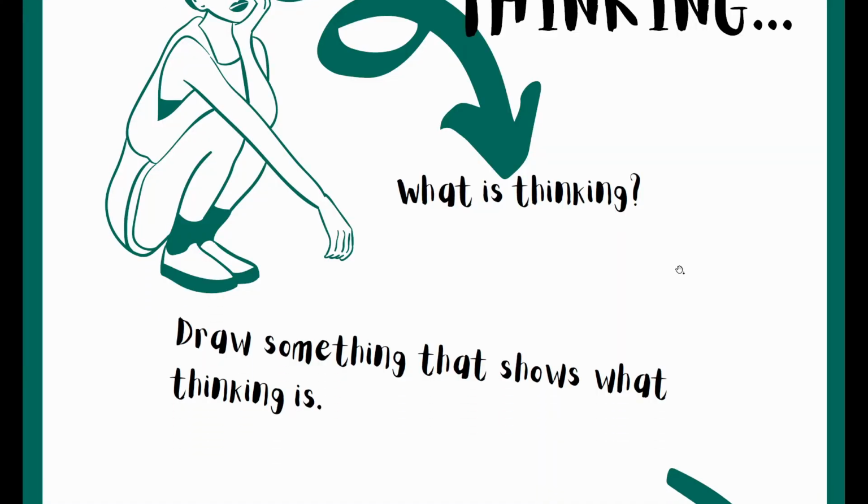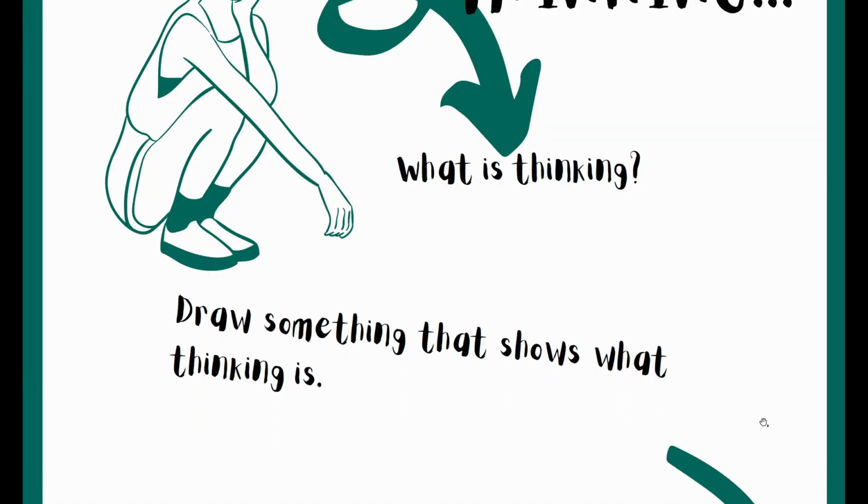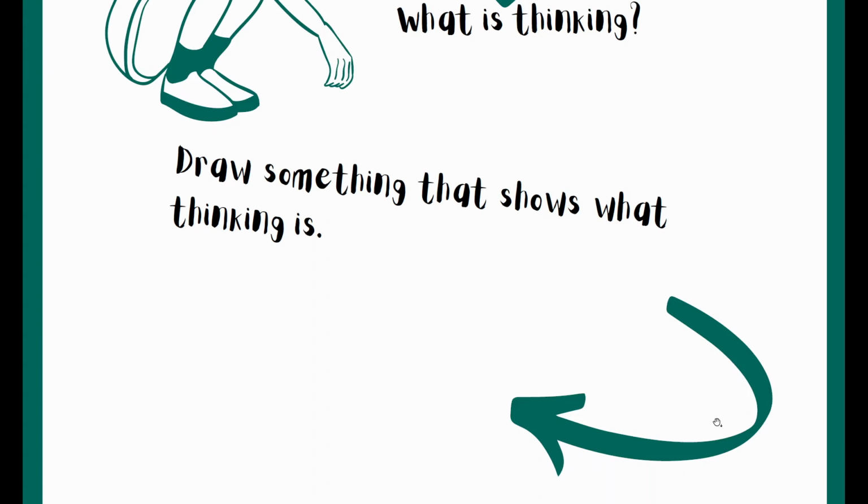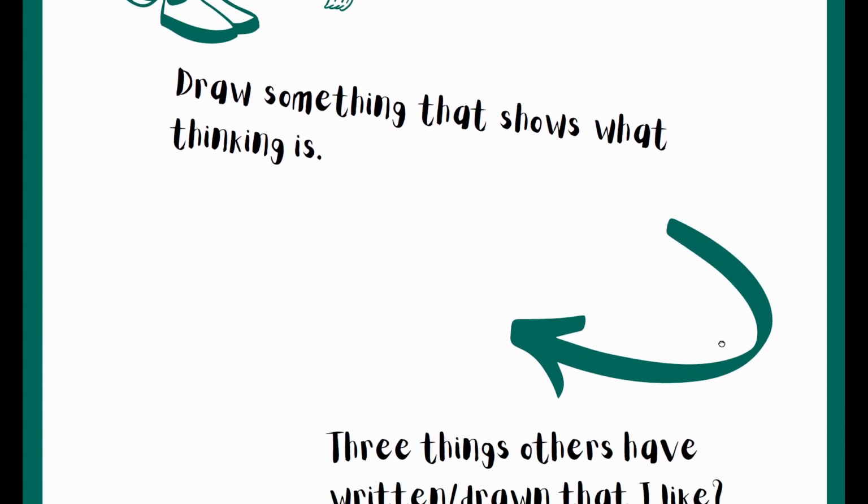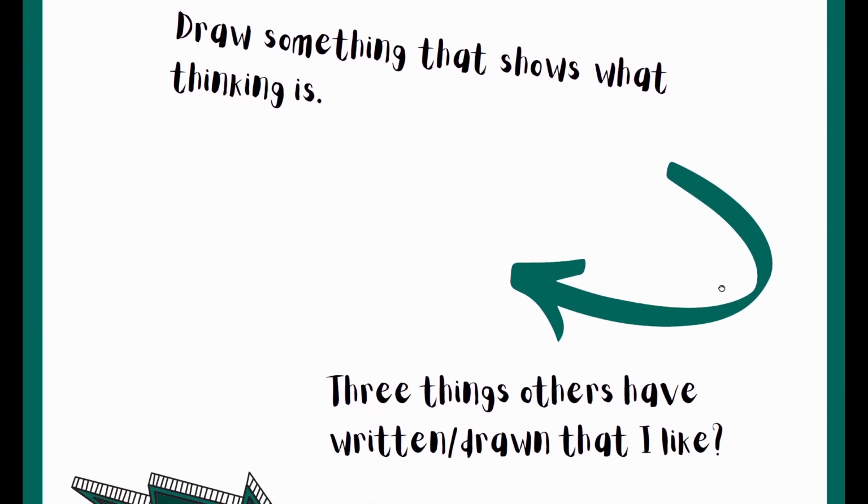The second step in this activity is going to be looking at drawing something that represents thinking, that shows thinking. What is thinking, and how would you show it? Let them draw something, make a metaphor, an analogy, which I absolutely love for making thinking visible.